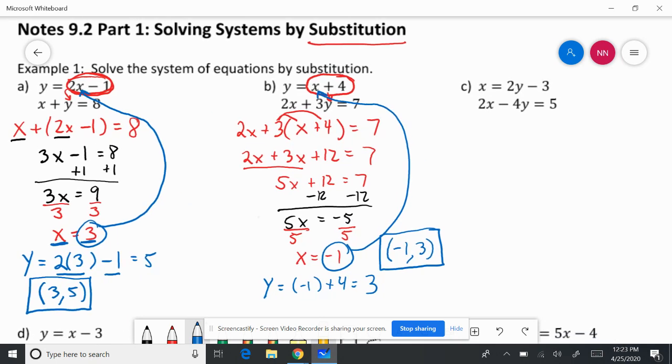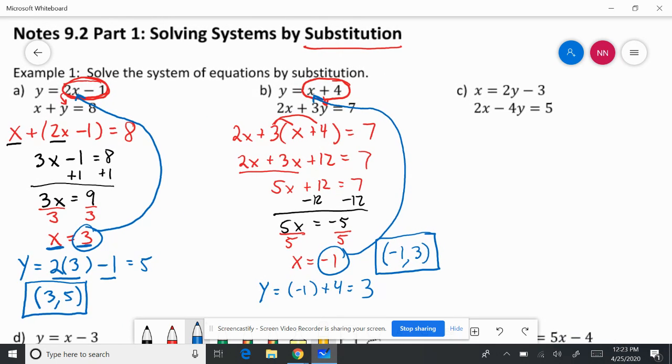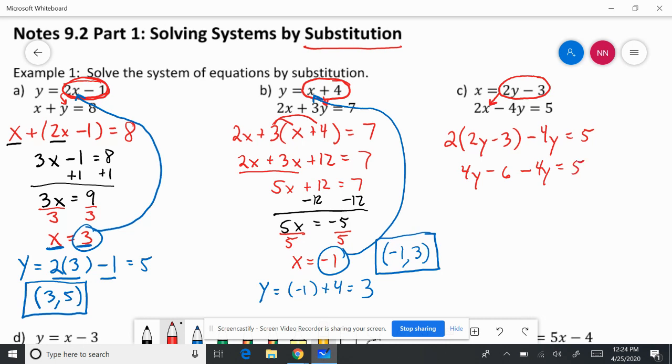Now looking at letter C. This time, if you're looking at it, x is equal to our expression. So we're going to take this right here, and like many of you are thinking, we're going to substitute it in for the x. So we're going to rewrite it, put parentheses, and replace the x. The x is 2y minus 3. So I get 4y minus 6 minus 4y equals 5.